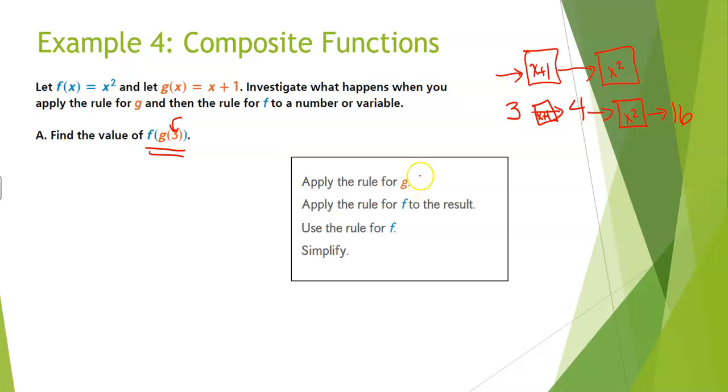So you're applying the rule for g. You always do what's inside the smallest parentheses first, the closest ones inside, and then apply the rule for f to the result. In other words, this is your output of, in this case, g of x. And then you use the rule on that, the f rule, and then you simplify.